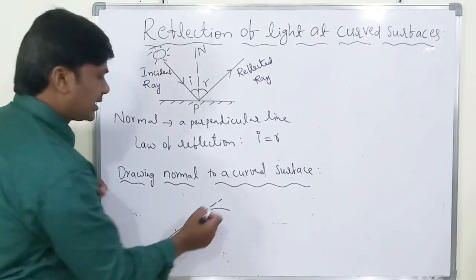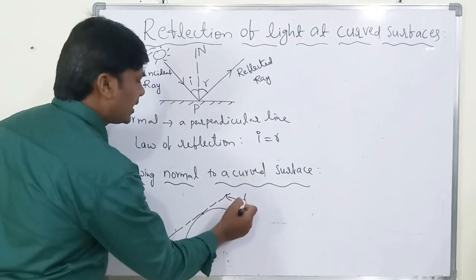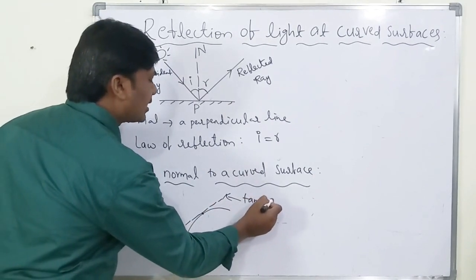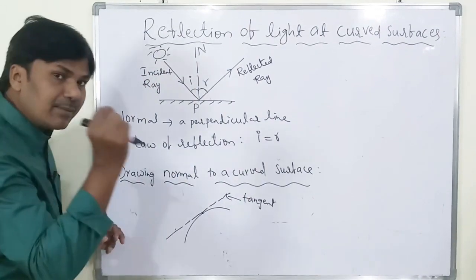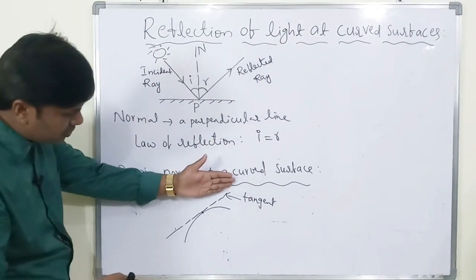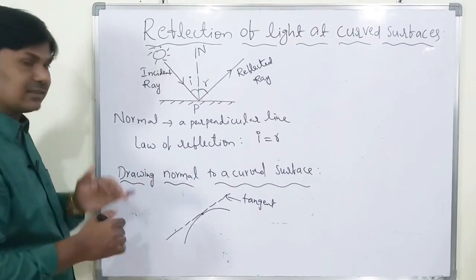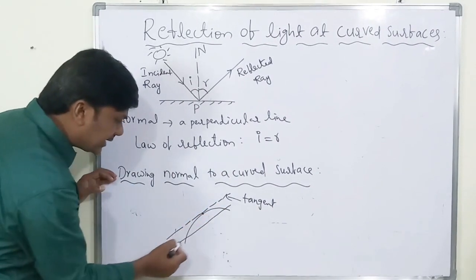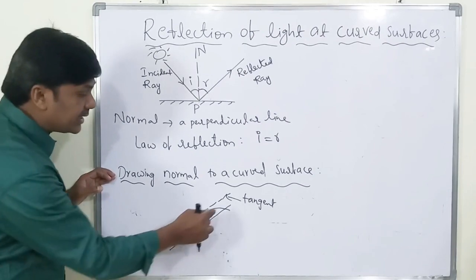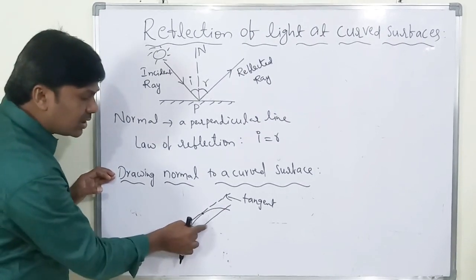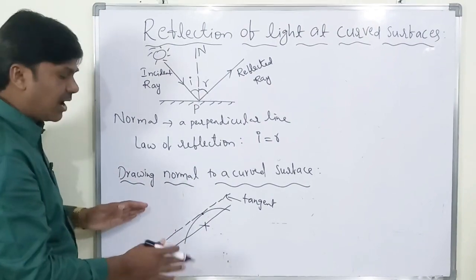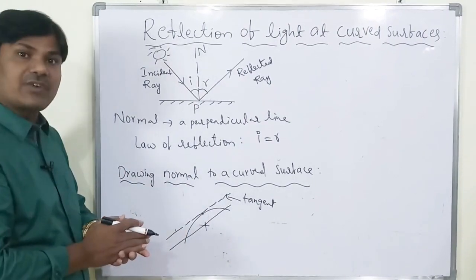We know about the tangent. The tangent is nothing but a line which touches the curve at a single point. It just goes by touching the curve. If you draw another line like this, it is not just touching, it is intersecting the curve at two different points. So this is not the tangent, because it is intersecting at two different points.